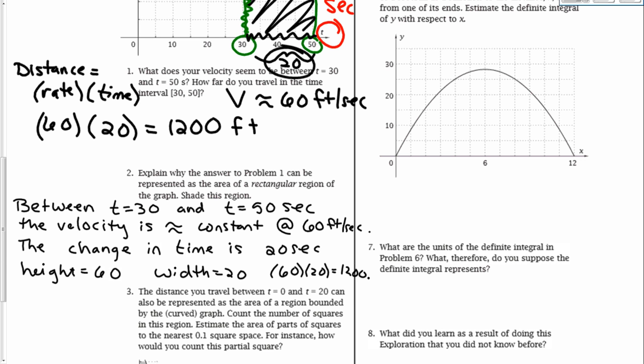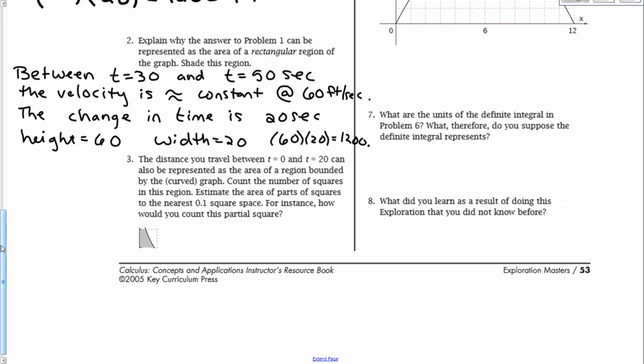Number 3, we're now looking at the distance that we travel between t equals 0 and t equals 20. And again, that's represented as the area of a region bounded by the curved graph. So we're going to estimate this by counting the squares in this region. I'm actually going to start at the last question, which is, for instance, how would you count this partial square? So in looking at this shaded square, it looks like it's close to half, but I think it's a little bit bigger than half.